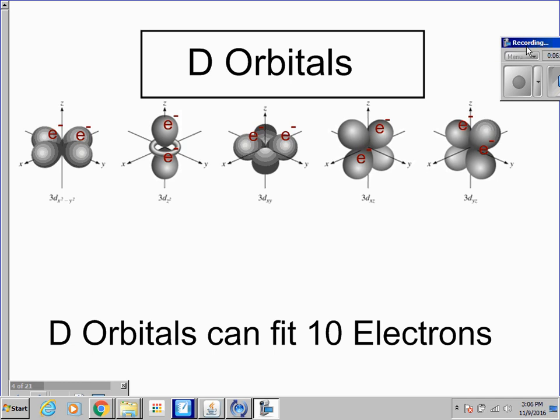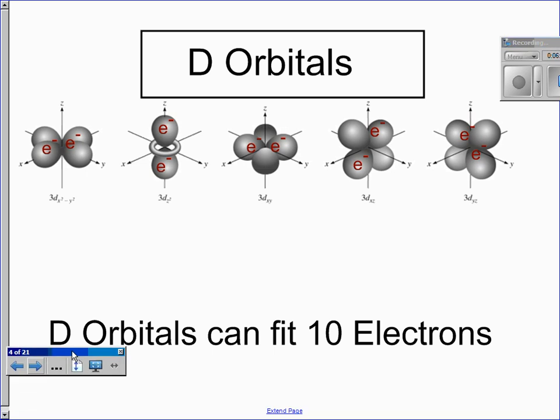These d orbitals get very complex. As we can see, we have a total of 1, 2, 3, 4, 5, 6, 7, 8, 9, 10. So we have 9, 10 right here. And all these would overlap each other to create this very complex fence-like system where these electrons will be located. Once again, d orbitals can fit 10 total electrons.